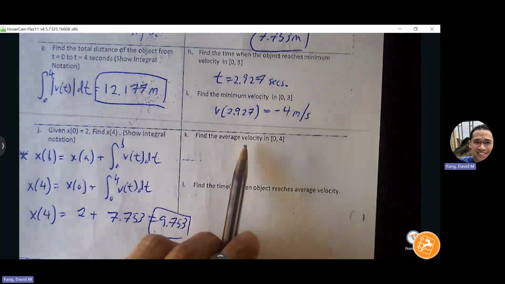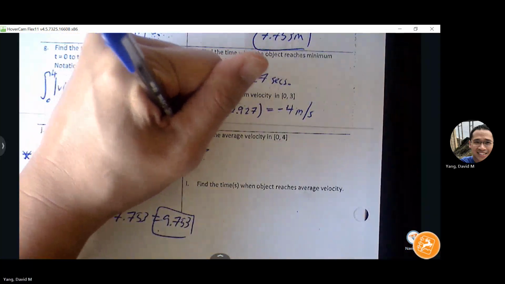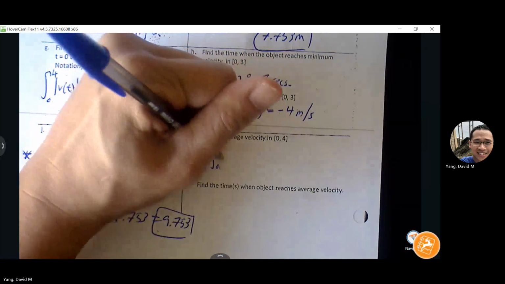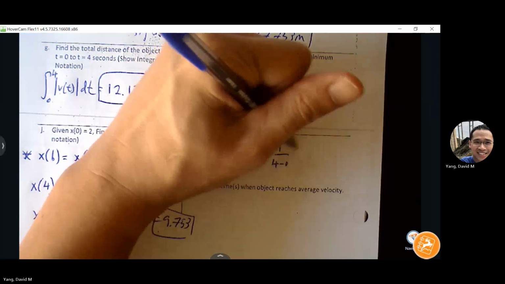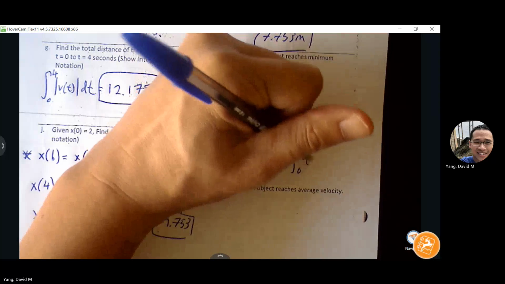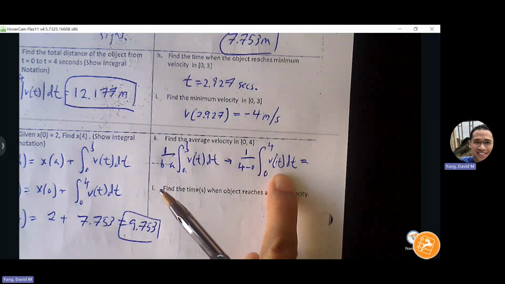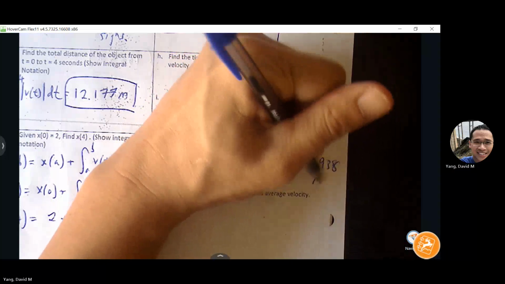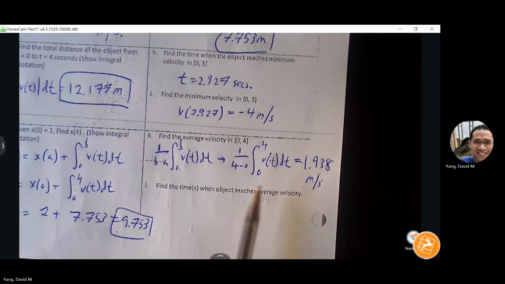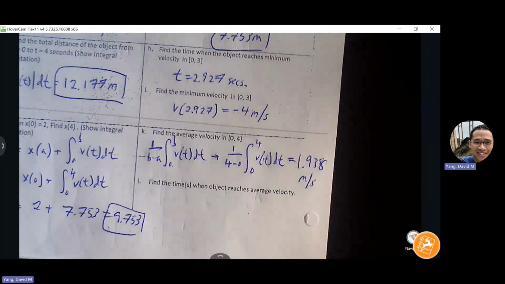Part K, find the average velocity. So we have the velocity function. Let's do the average value theorem. We already know this value, right? 7.753 divided by 4, 1.938. So across all the velocity between 0 and 4, the average is going to come out to be 1.938.